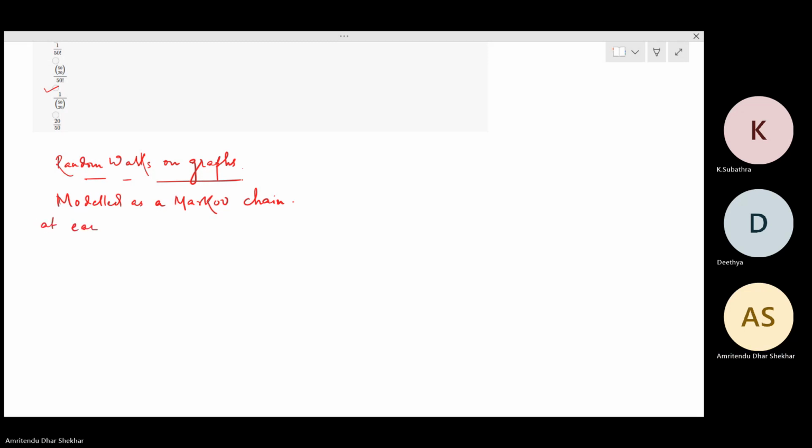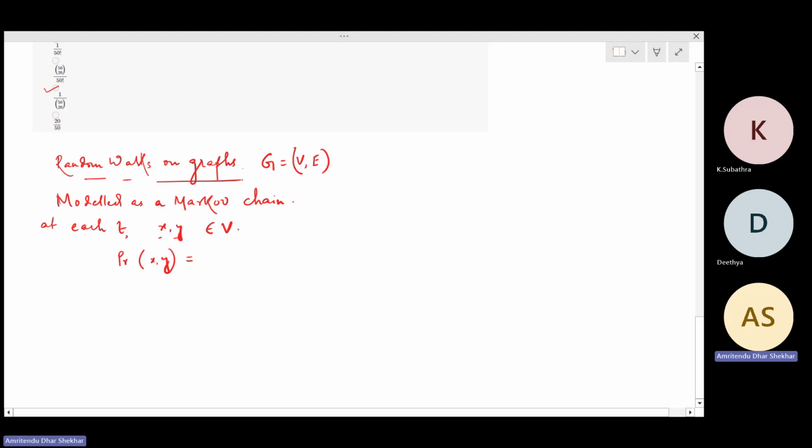At each time t, if you take two vertices x and y, so you have a graph G, which is V and E. V is the vertices, E is the edges. So if you take any x comma y which belong to V, then the transition probability from x to y is equal to 1 by degree of x.